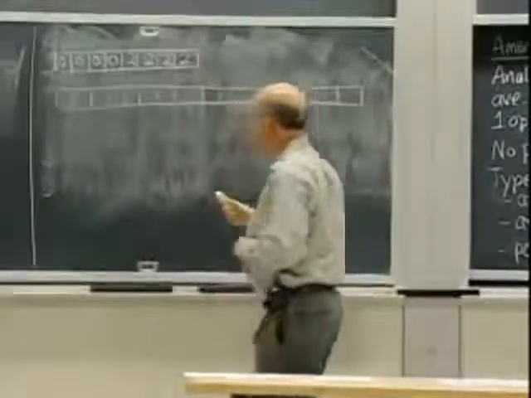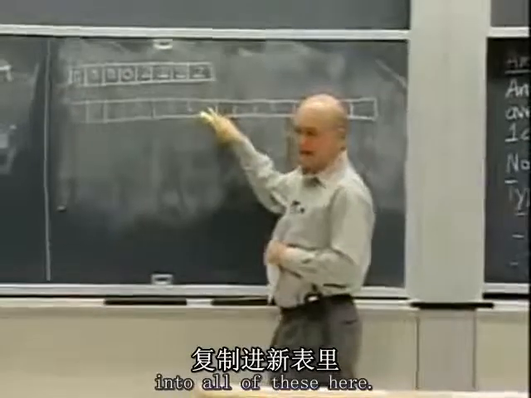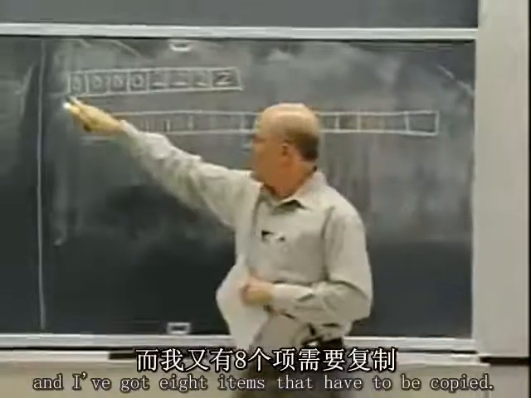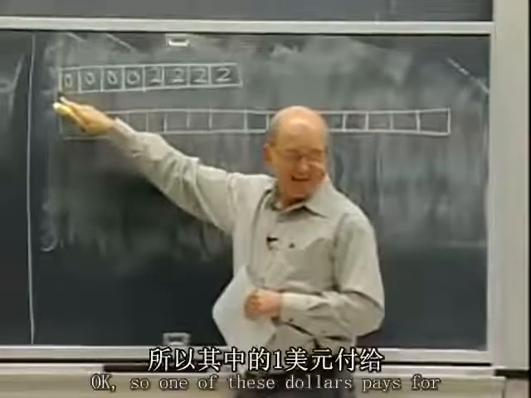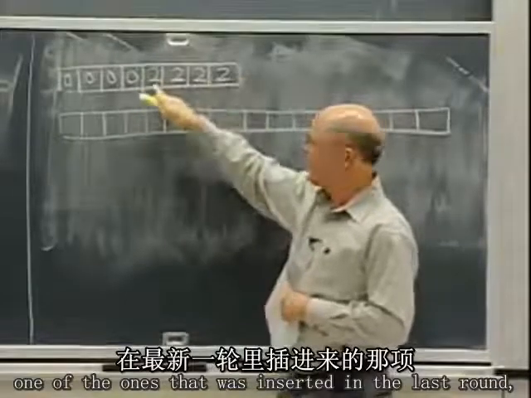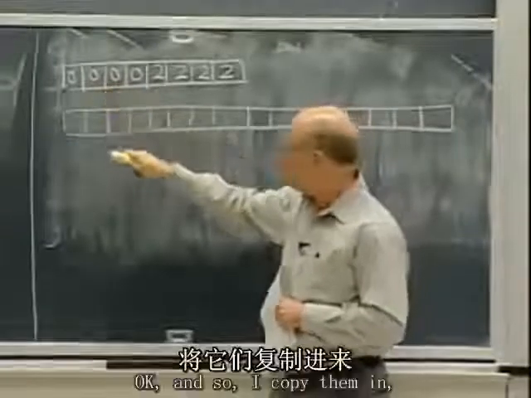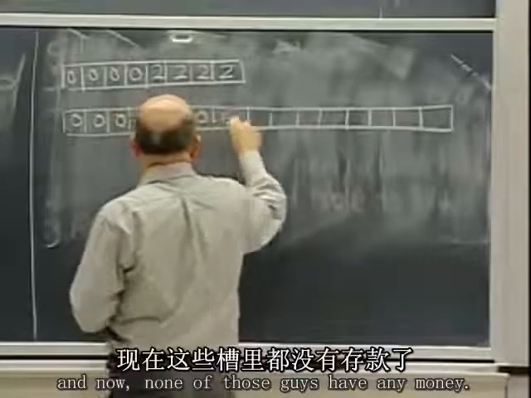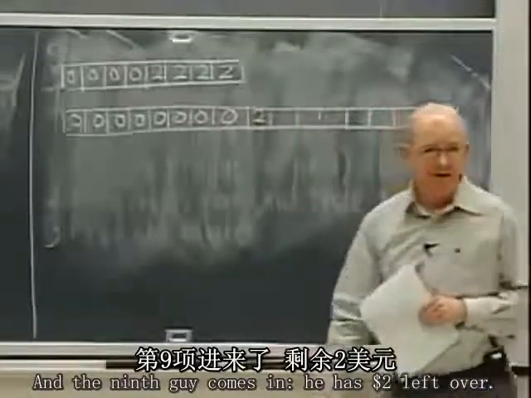Okay? And now I copy all of these guys into all of these here. And what happens? Look at that. I've got $8 and I've got 8 items that have to be copied. Perfect. So one of these dollars pays for one of the ones that was inserted in the last round, and one of them pays for an old one. And so I copy them in, and now none of those guys have any money, and the 9th guy comes in, he has $2 left over.